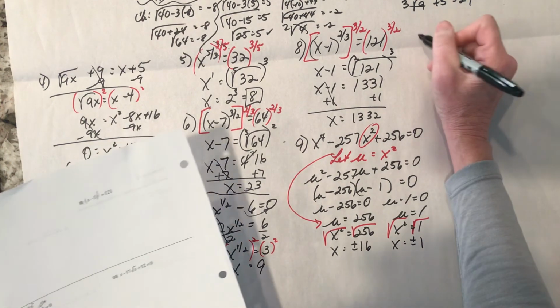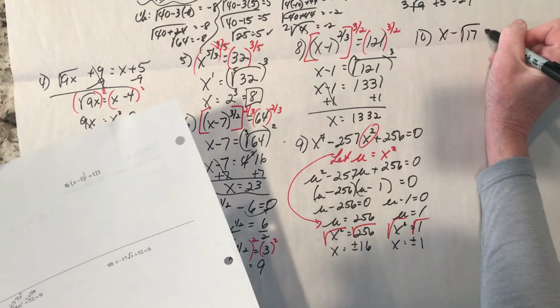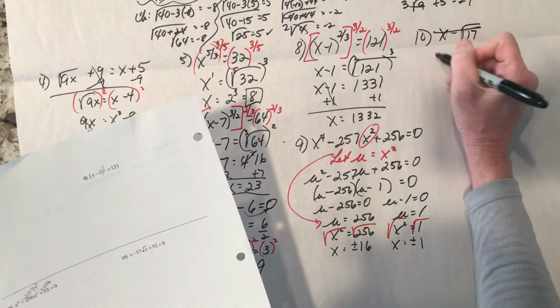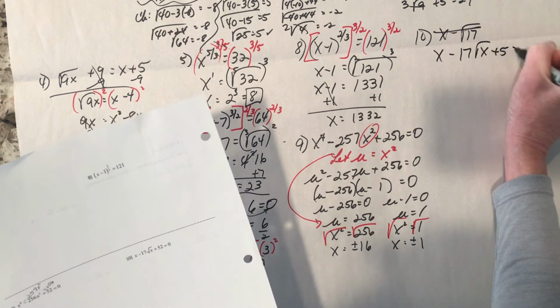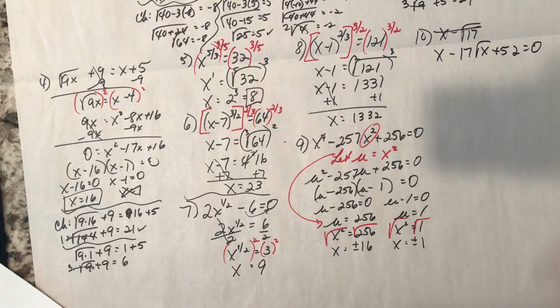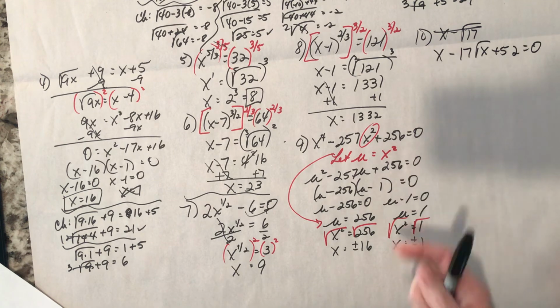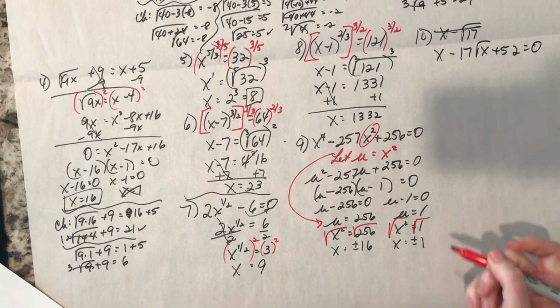Alrighty, let's look at number 10. X minus the square root of 17. Nope, that's not what it says at all. X minus 17 on the square root of x plus 52 equals 0. Again, this wants to be quadratic, but it just doesn't quite cut it. We need an x squared, we need an x, that kind of thing, a variable squared and a variable. So let's do some substituting.